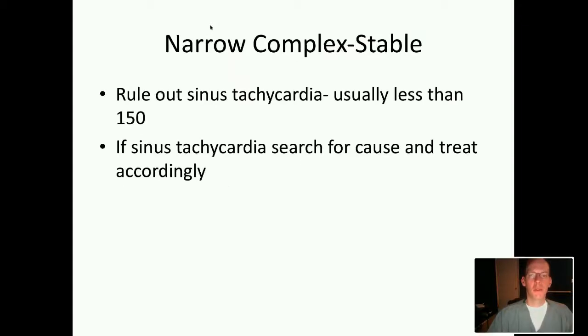So now let's move away from the wide complex to the narrow complex. So reviewing overall, we've talked about unstable, both wide and narrow, cardioversion. Stable wide, adenosine or amiodarone, always ready to defibrillate if the patient becomes unstable. Now we're talking about narrow complex stable tachycardias. So these are the SVTs, so the rapid rate but narrow complex, either rapid AFib or supraventricular tachycardia.